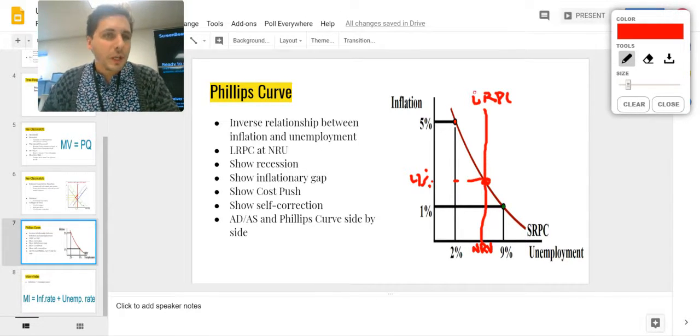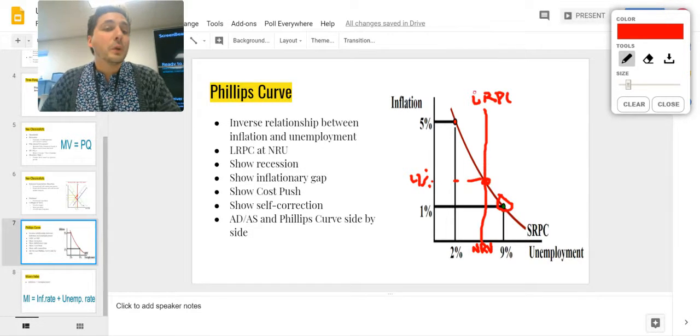You need to be able to show a recession. Know that a recession is to the lower right of your curve, right? And you can follow your arrows. What happened to inflation? Well, it went down. What happened to unemployment? It went up. And those arrows will lead you back to your correct answer.